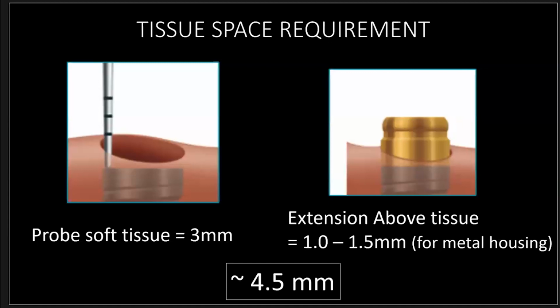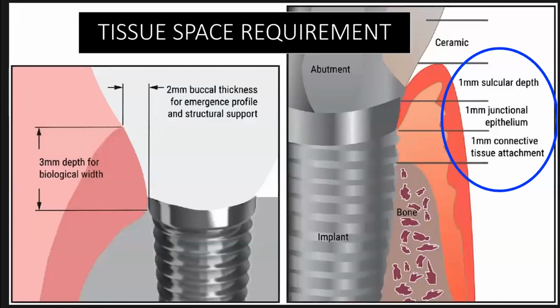So there's going to be instances where we're going to need more than that 4.5 millimeters. So that's why we kind of termed it 5. Here we're looking at the biologic width. We need 1 millimeter for the cellular depth, 1 millimeter for the junctional epithelium, and 1 millimeter for the connective tissue attachment. And that's kind of all throughout the periodontal literature on the biologic width here.